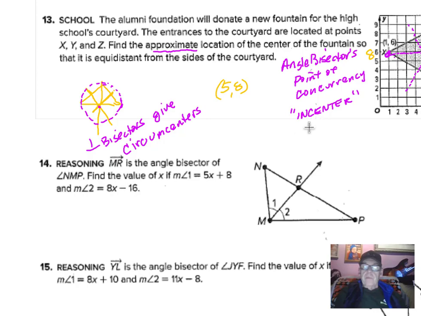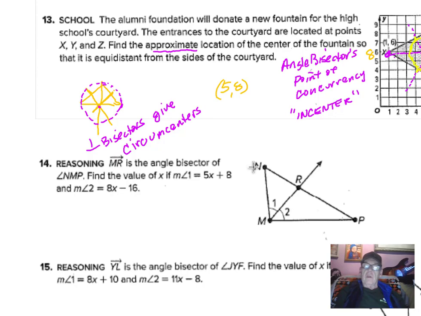Angle bisectors give incenters, which is the center of an inscribed circle. So let me change colors up. Let's do yellow. So I want to think about this being the center, and we're going to have a circle that's inscribed inside the triangle using that center. That gives a circle that's tangent to the inside of the triangle. So incenter, inside, touches the sides at the place where the angle bisector would cut through, and the circle is inscribed inside the triangle.